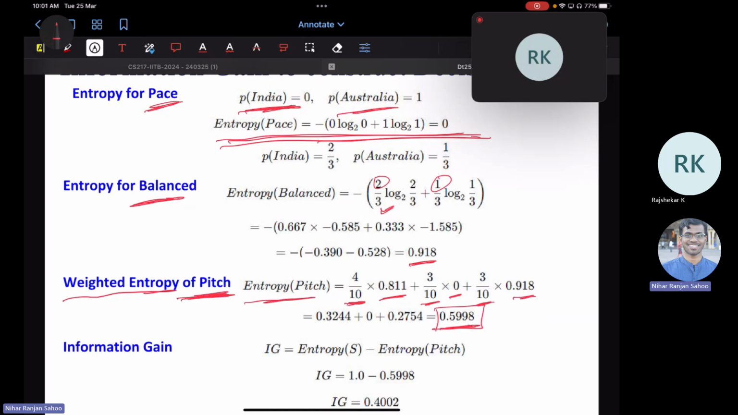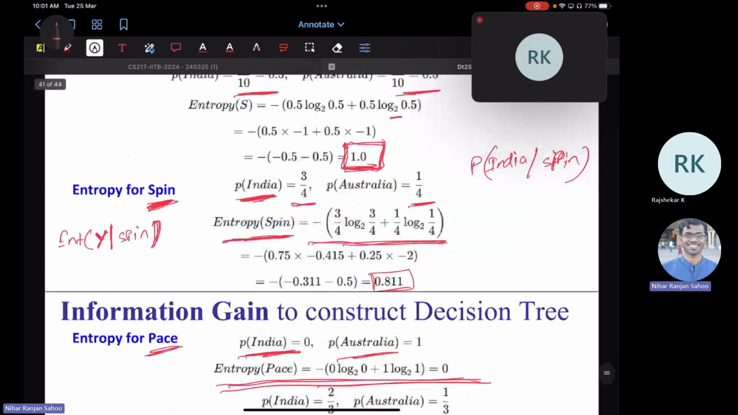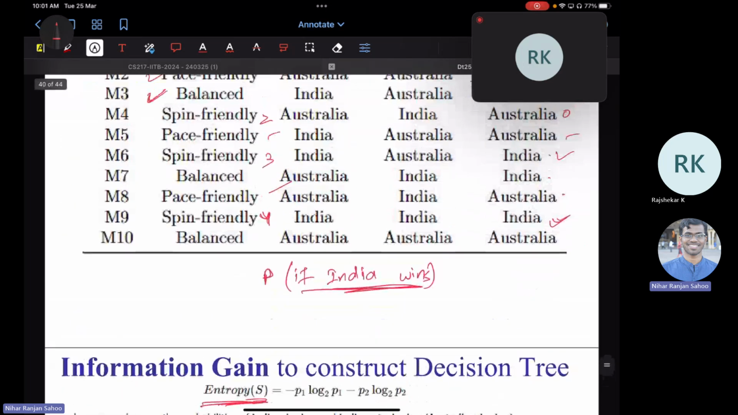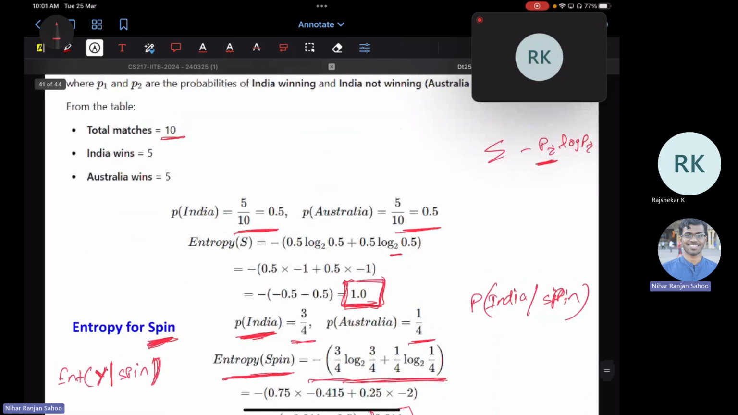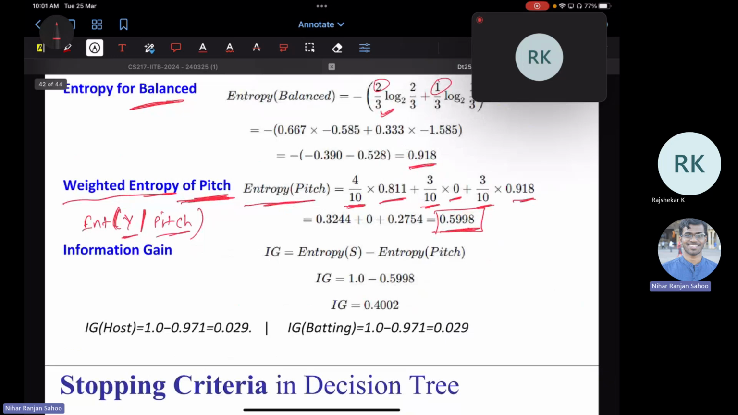So what does this say? This is the entropy of y given pitch type. If we know pitch type, what is the entropy of knowing whether India will win the match or not? If we didn't have any conditioning, and we just know the y levels, what was the entropy of that y level? It was 1, right? Now if pitch type is given to us, the entropy is 0.59. So what is the information gain? Just the difference between when conditioning was not given and when conditioning is given. That's the information gain for that particular feature, pitch type.